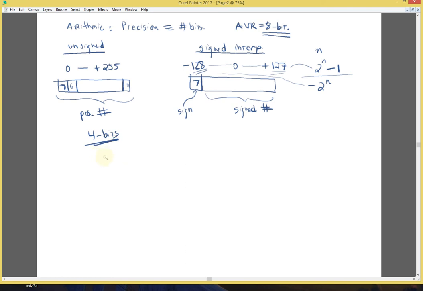If you're using the unsigned interpretation with 4 bits, you can represent a value between 0 and positive 15. And if you have the signed interpretation using 4-bit precision, that means we represent 0 to positive 7 and -1 to -8. Okay, 2 to the 4 minus 1 is 7: 2 to the 4 is 8, minus 1 is 7, and the negative side is -2 to the 3, which gives you -8. So that's the interpretation.